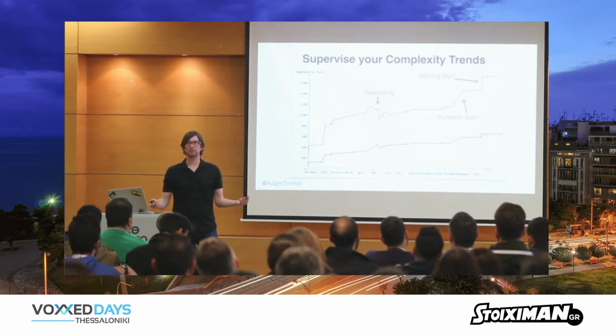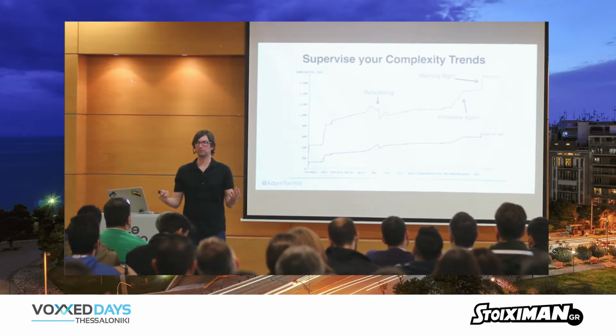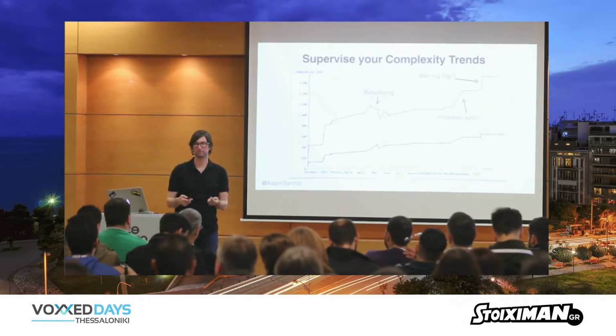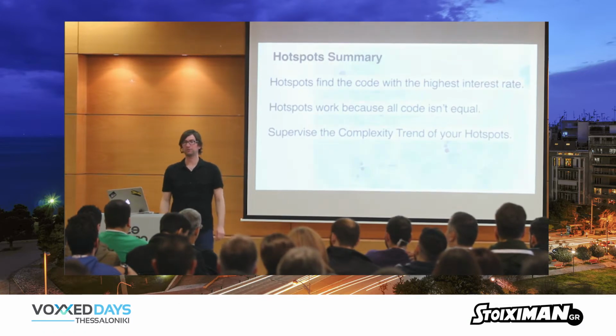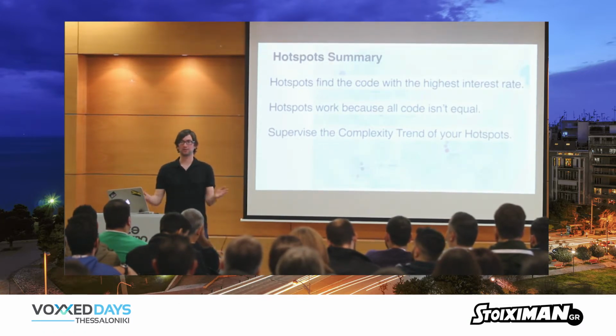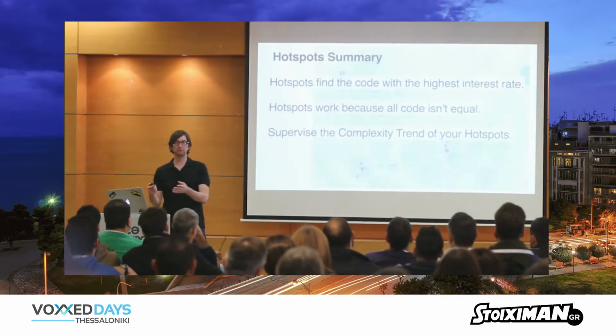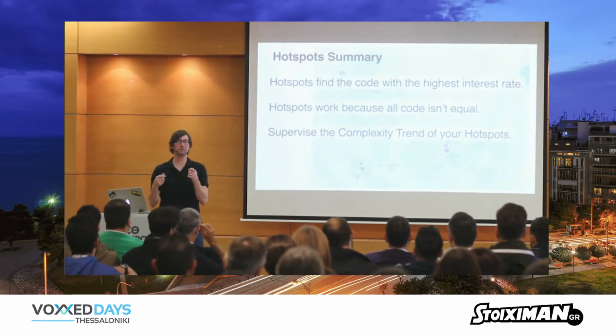So the normalization of deviance is one reason that whistleblowers are important. And I have found that complexity trends make great whistleblowers in code. So to sum up this first part, hotspots help us identify the code with the highest interest rate. And the reason they work is because all code isn't equal.